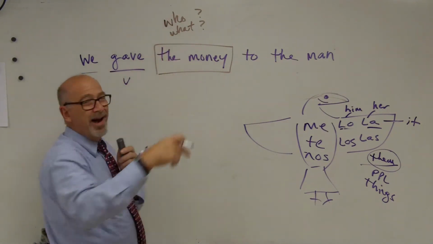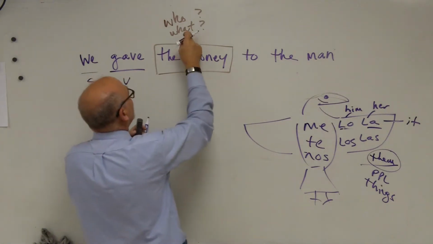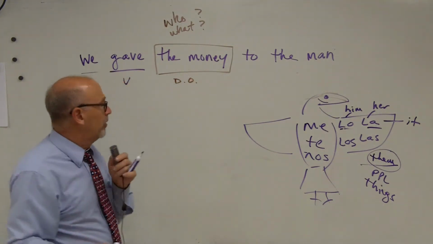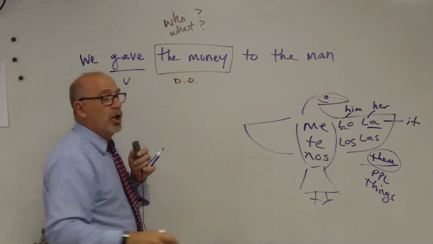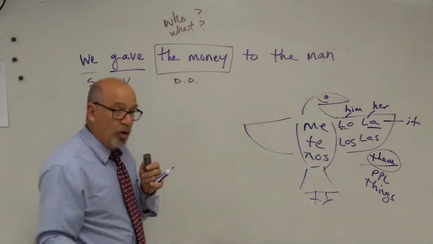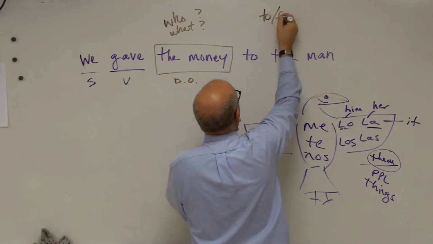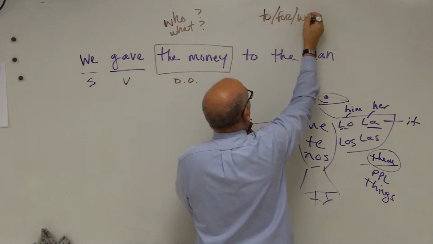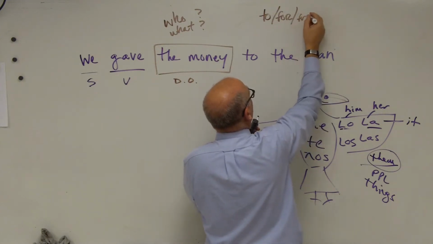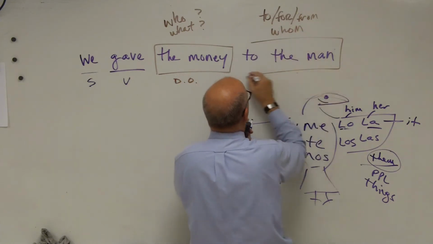We gave who? Well, it's not a who. The money is a thing, so it's we gave what? We gave the money. Aha. This indicates that that's our direct object right there. It's not a pronoun yet, okay? We gave the money to the man. To the man. Now, all three of these words answer the question to or for or from whom. All right? To the man.